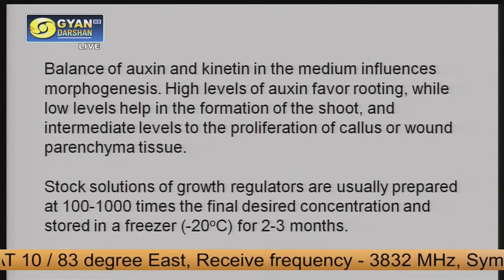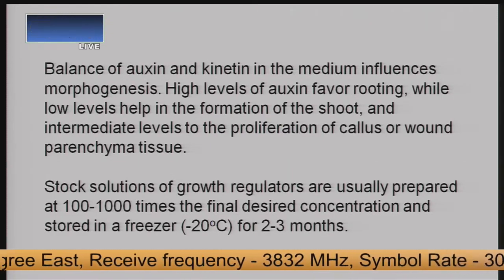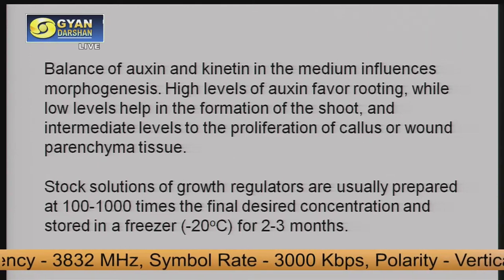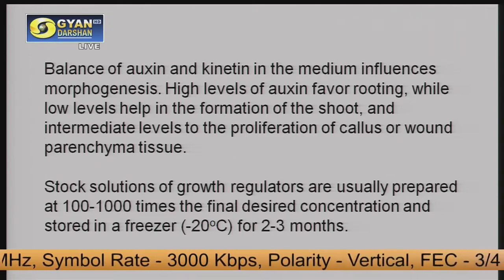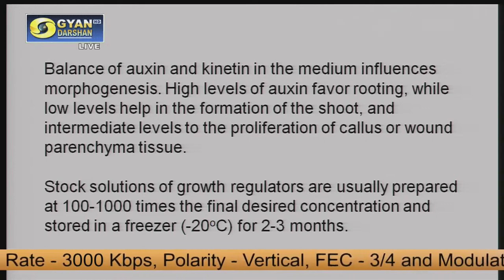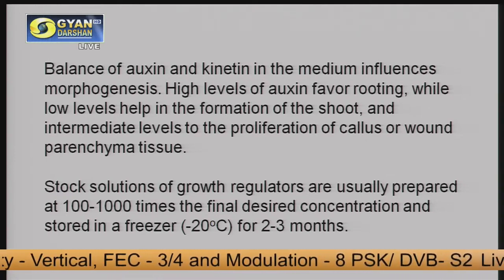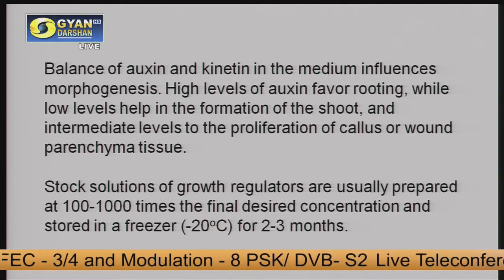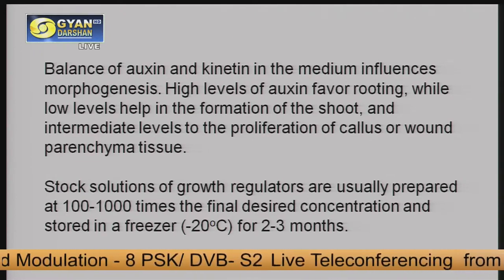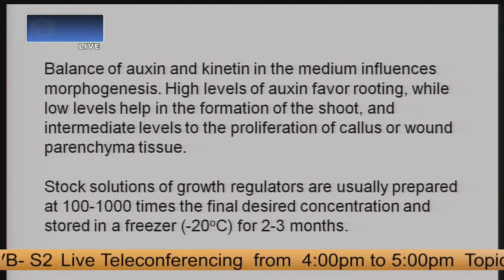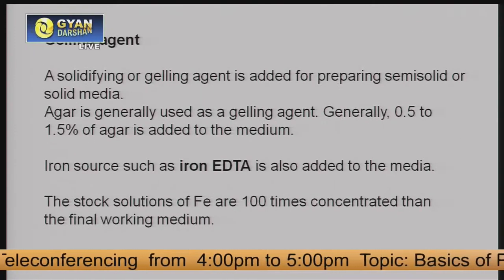So the proper balance of auxin and kinetin in the medium influences morphogenesis. High levels of auxin favor rooting, while low levels help in the formation of shoot, and intermediate levels lead to the proliferation of callus or wound parenchymatous tissue. So the concentration of auxin and cytokinin in the medium that I am going to use is a very, very crucial factor in tissue culture.